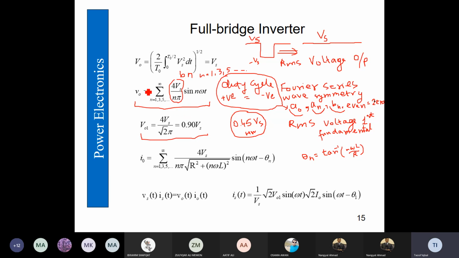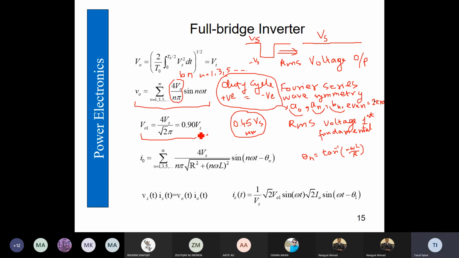So therefore the Fourier analysis for full bridge inverter becomes very easy. Taking the first fundamental from this Fourier series, we just need to divide 4Vs over n pi by under root 2 to get the RMS value of the nth harmonic. So for the first harmonic, we keep n equal to 1, and therefore we get 4 Vs over under root 2 pi.